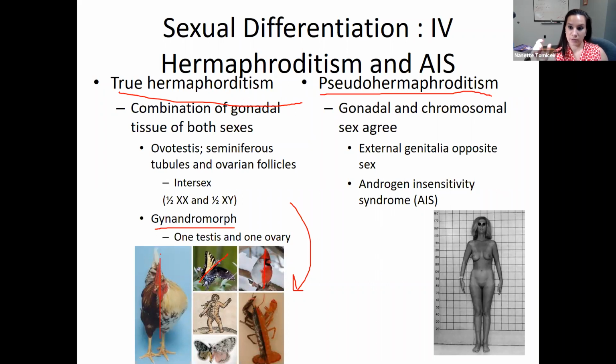What we would actually see in humans is more of a pseudo-hermaphrodism, where the gonadal sex and the chromosomal sex agree, so XY male and also testes, but outwardly appearing, the external genitalia and other features might appear female. And that's exactly what happens in androgen insensitivity syndrome. So let's take a look at that.